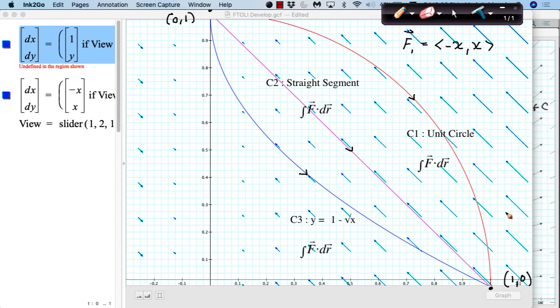So we're encountering vectors with much greater magnitude along C1 than C3. So does it look like the line integral for C1 is going to be the same as the line integral for C3? No, more negative for C1. That would indicate we don't have path independence, which would indicate it's not a gradient field, right? So (negative x, x) is not a gradient field. It's not conservative. So different paths from the same starting point to ending point can have different values.